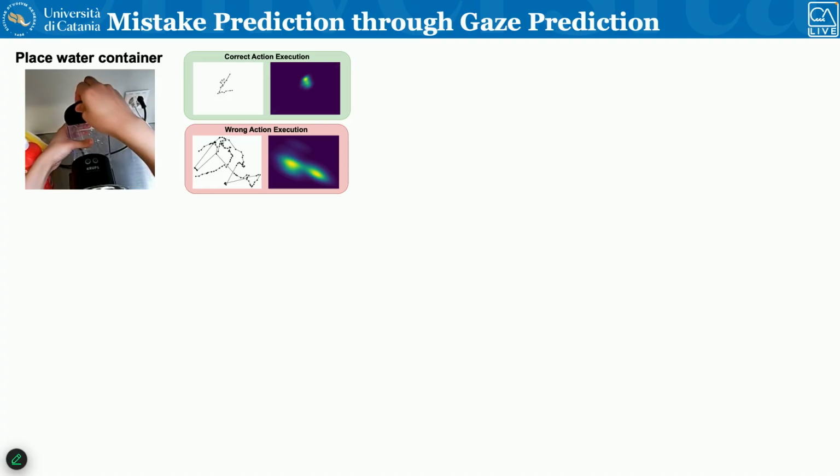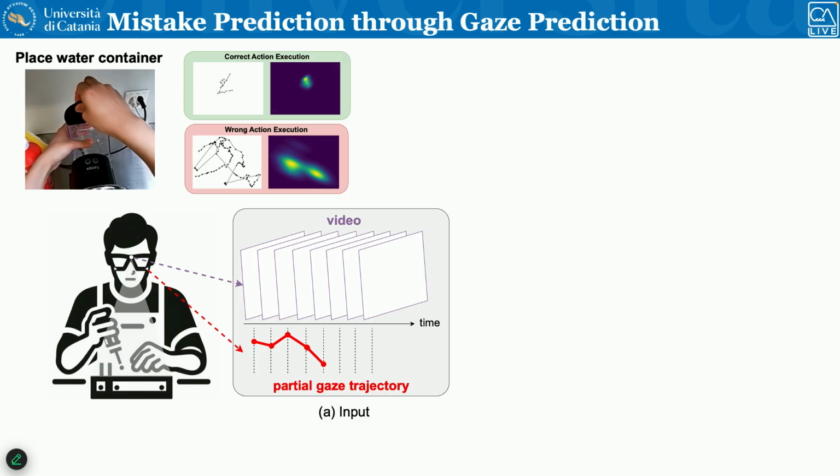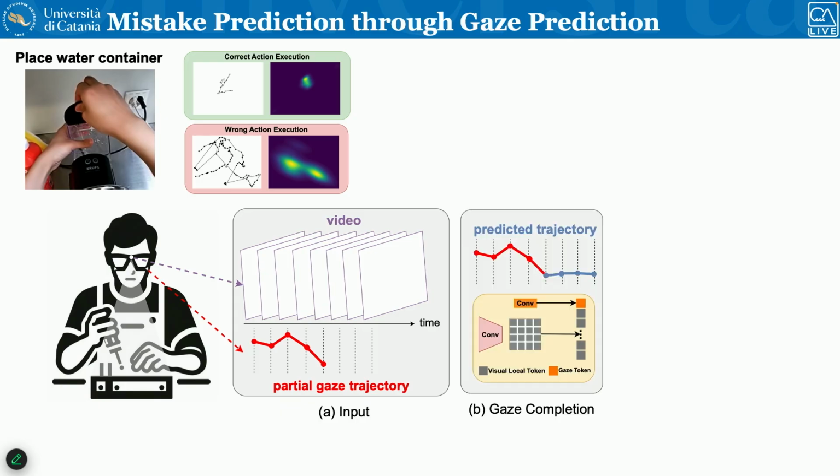In particular, we start from the assumption that a mistake can be identified by abnormal attention patterns, so moments when the user may make a mistake or act in an unconventional way or deviates from a standard procedure. So we propose a new task called gaze trajectory completion, in which, given a video and a partial gaze trajectory, we regress the final part of it.